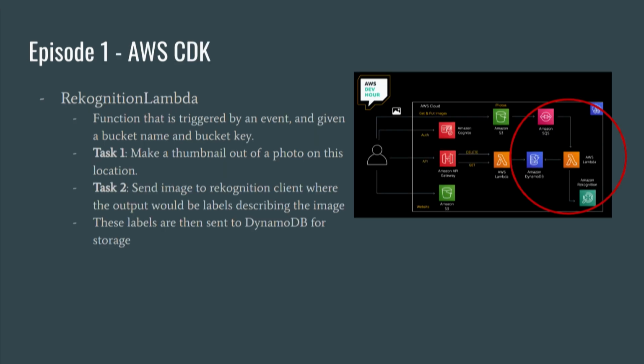Okay, then we're on to the first episode. So in this first part, we worked on these, you can see it in the circle there. That's the main part, the recognition lambda, which is kind of in charge of, just here, you have to make a thumbnail out of a photo to show on the web page. That's one task. And the second task is to send an image to recognition, where you would get the labels back, and then it should send these labels to DynamoDB. So there are a few different tasks for this lambda.